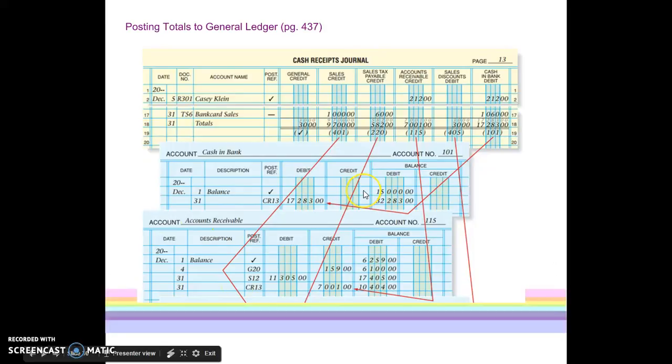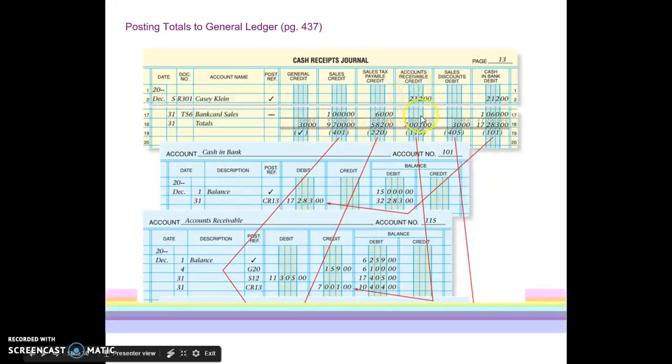All right, so now we are going to post the totals. So the sales credit column, instead of posting each one of those transactions individually, we are just going to take the sales credit column total number and post it into the general ledger, which is going to be the sales account. That's account number 401. We'll see that on the next slide. We'll then take the sales tax payable total column number of $582 and post that into general ledger account number 220. We will see that on the next slide as well.